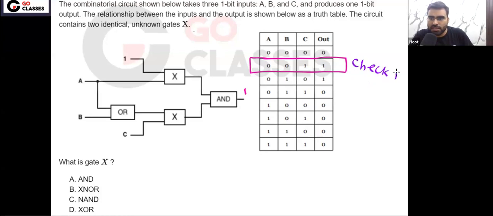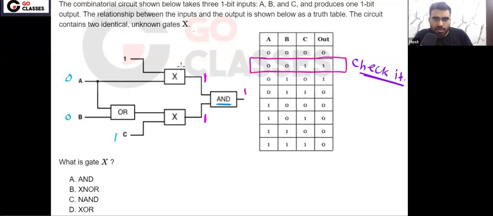Simple, let's check it. You can see that the output is 1 and A is 0, B is 0, C is 1. Now you tell me, remember, this is an AND gate. If the output of the AND gate is 1, then what should these two inputs be? The output of the AND gate is 1, so these two inputs must both be 1.